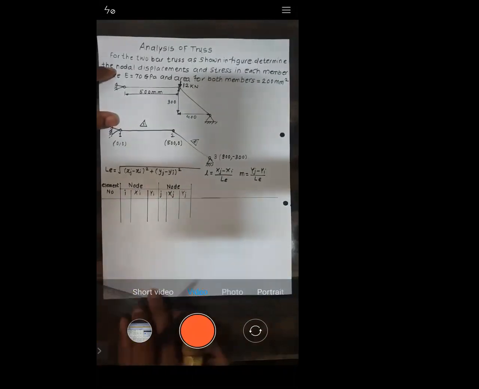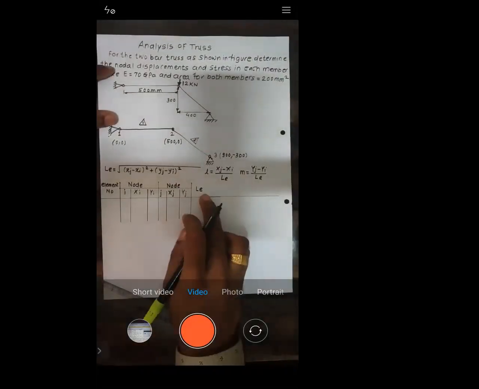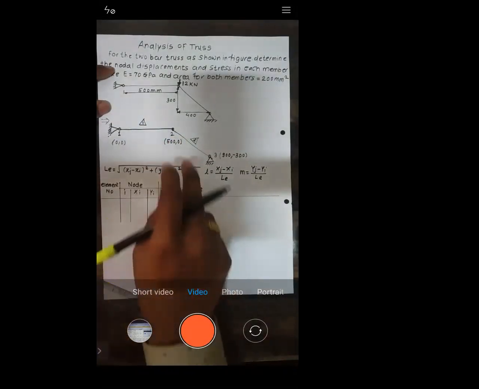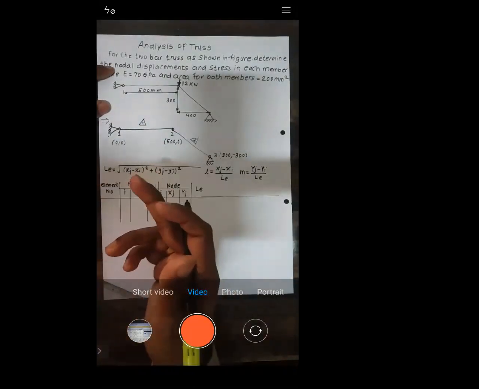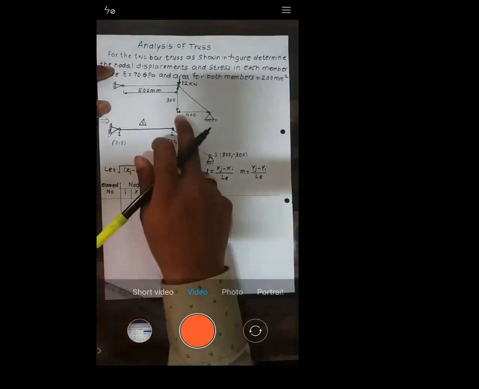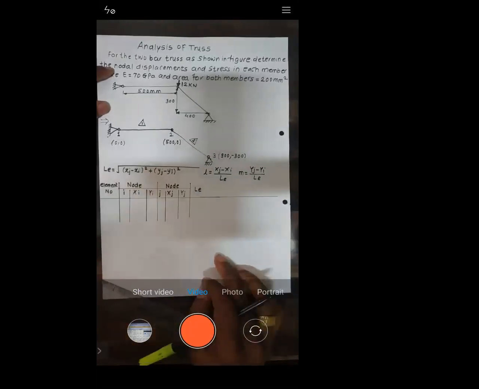Next, we should calculate the length of the element, LE. For the first element, we can directly put 500, but for the second element, we will not be able to calculate it directly. So in that case, we need to go for the Pythagoras theorem. That is what is written here. That is the length of the element.